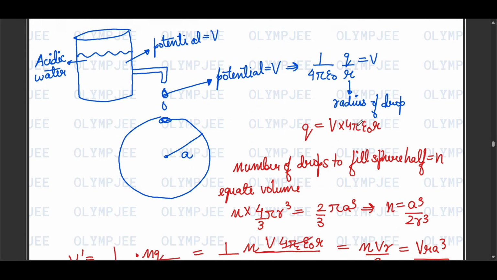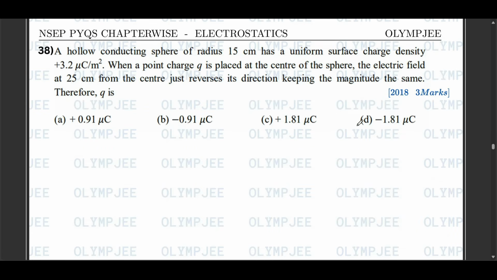This was a nice question. So let us move on to question 38. Question 38 says that a hollow conducting sphere of radius 15 cm has a uniform surface charge density plus 3.2 mu coulomb per meter square. When a point charge Q is placed at the center of the sphere, the electric field at 25 cm from the center just reverses its direction, keeping the magnitude same. So therefore Q is?